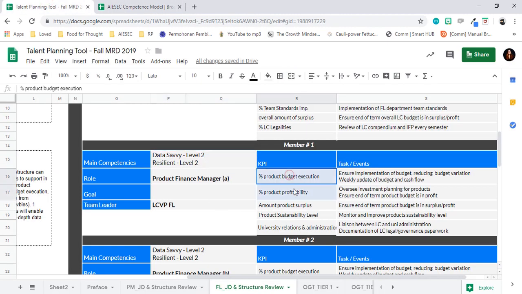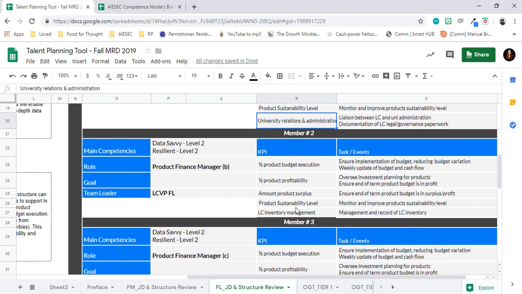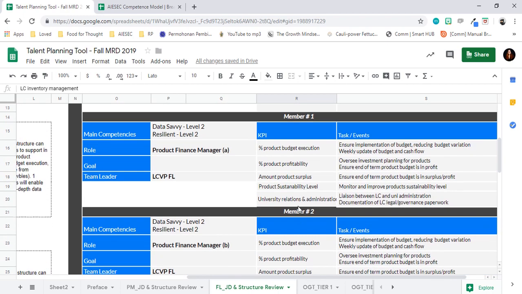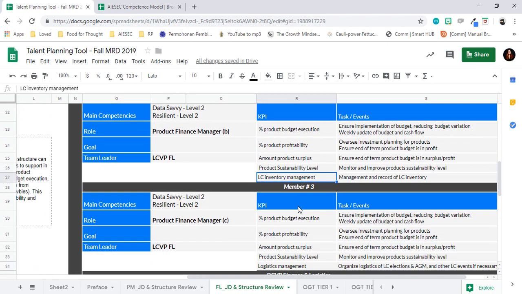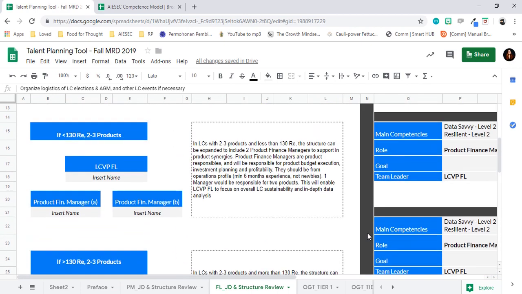The KPI for the finance managers will be very similar. The only difference is that there are some additional finance tasks to be done, like university relations or administration, and for example, LC inventory management. If you have these 2 finance managers, then you can split these additional responsibilities between them. And if you have a third manager, then you can give them the role of logistics management, which is to organize things like your LC elections, AGMs, and LC events if necessary. This is an extra competency or extra tasks you can give them. That will be basically for this structure.